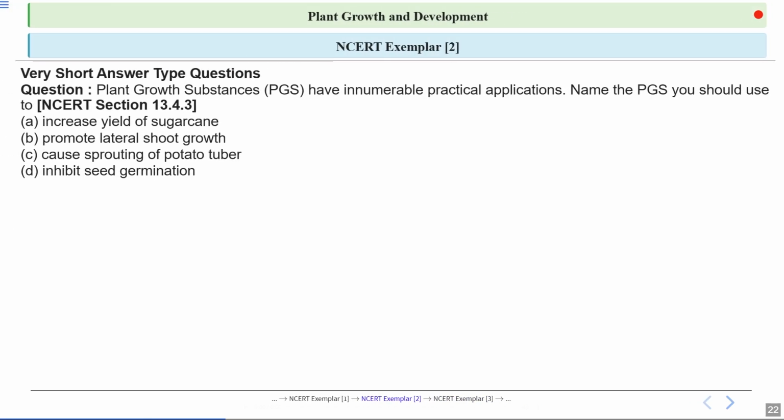Let us move to the next question. Plant growth substances have innumerable practical applications. Name the plant growth substances you should use to. This question is based on the NCERT section 13.4.3. Now, let us see what plant growth substances we are talking about. A. Increase yield of sugarcane. For this, which hormone will you use? B. Promote lateral shoot growth. C. Cause sprouting of the potato tuber. And D. Inhibit seed germination. Very important question. Let us see the answer to this question.